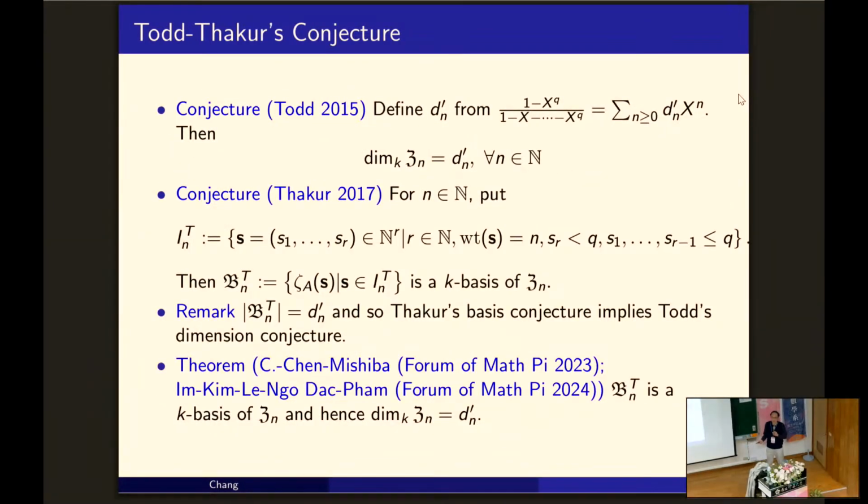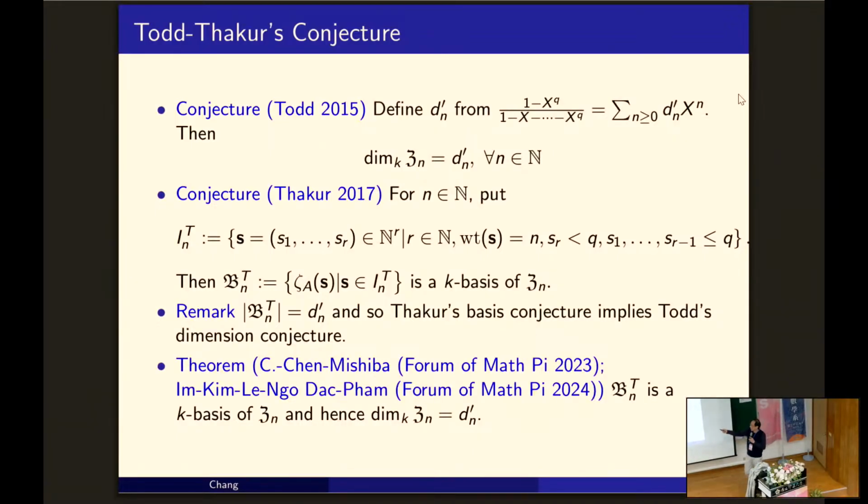So here we have analogs of the classical Zagier dimension conjecture and Hoffman basis conjecture. The analog of Zagier's dimension conjecture was given by Thakur. Simply, we define a sequence of positive integers d_n from this generating series. The conjecture says that the dimension of the MZVs of weight n over K is equal to d_n.